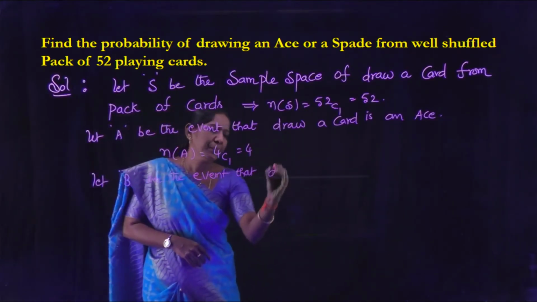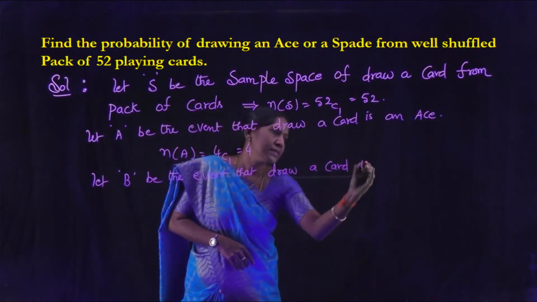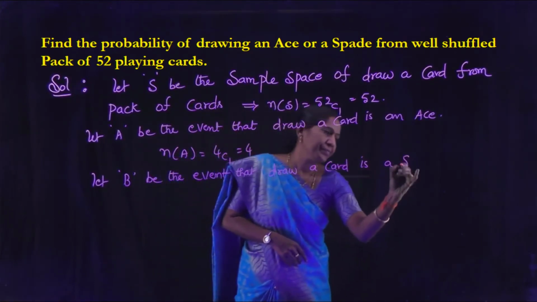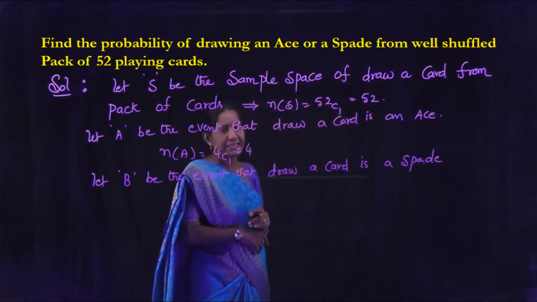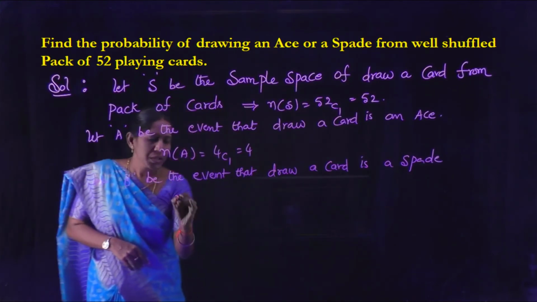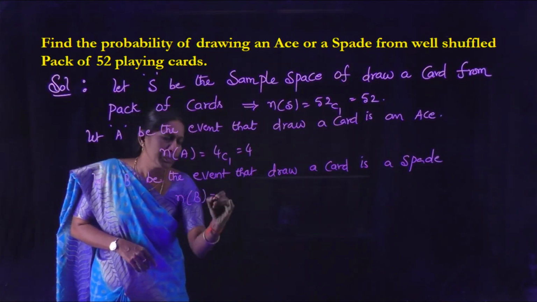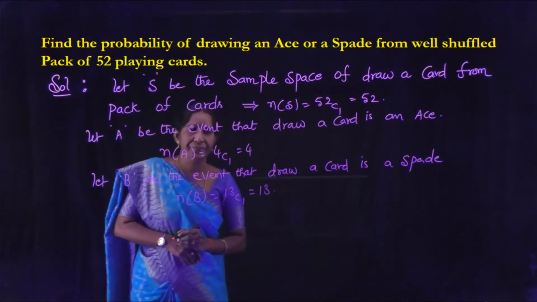Let B be the event that the drawn card is a spade. Spade is one suit, that means it consists of 13 cards. So N of B equal to 13C1, that value 13.